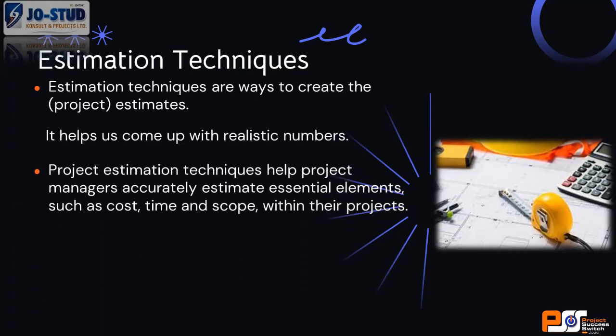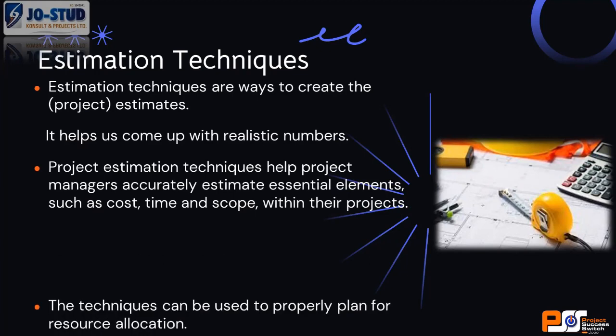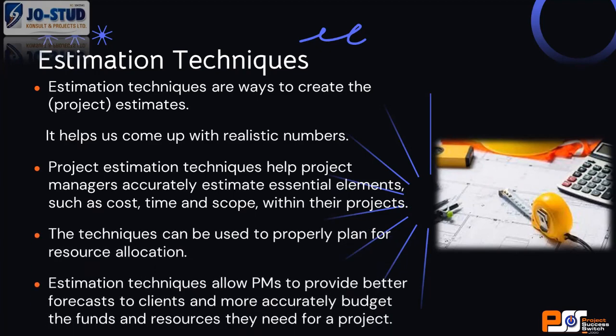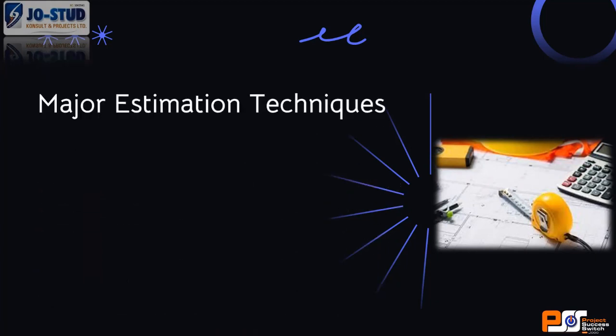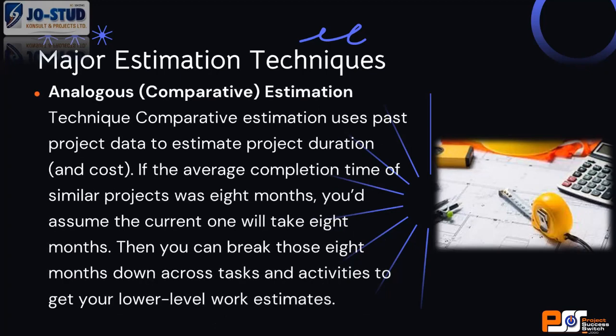It helps us come up with realistic numbers. It helps the project manager to accurately estimate essential elements of the project, right? It can help the project manager to better forecast to clients and more accurately budget for funds and resources. Now, the number 1 major estimation technique is what I call the analogous estimation technique. Analogous estimation technique. Now, let me explain this. I want us to pay attention to this explanation very well.